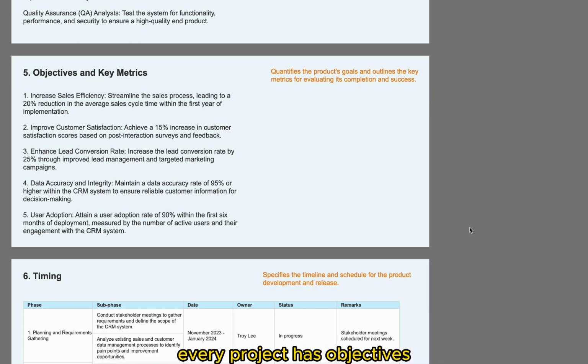Every project has objectives, which are the goals we aim to achieve by initiating the project. For example, increasing sales efficiency. Key metrics are the primary indicators that measure the success of the product. To increase sales efficiency, we need to achieve a 20% reduction in the average sales cycle time within the first year of implementation. You can list the main objectives and metrics.